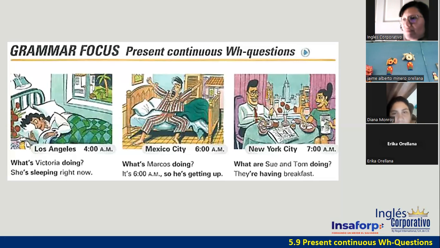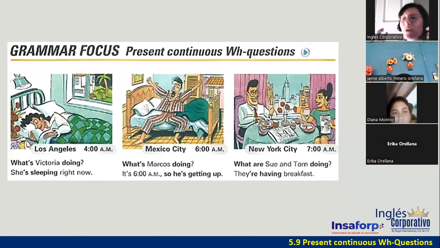Thank you. So in here, we're talking about present continuous with WH questions, right? So we have cities and we have people doing things, right? So for example, we have Los Angeles. In Los Angeles, it's 4 a.m. in the morning. And Victoria, right, is there in Los Angeles. So the question is, what's Victoria doing? And the answer is, she's sleeping right now. Muy bien. She's sleeping right now.